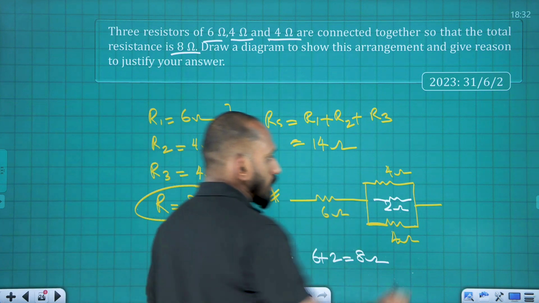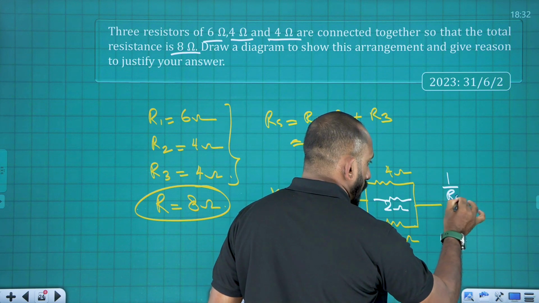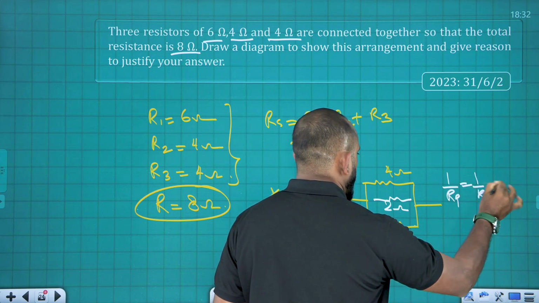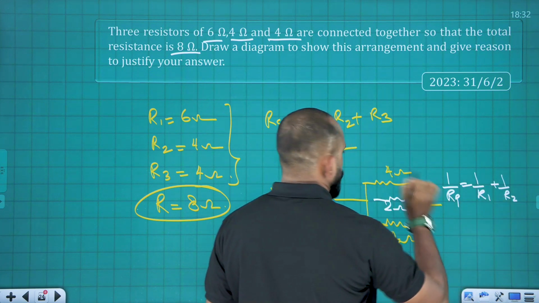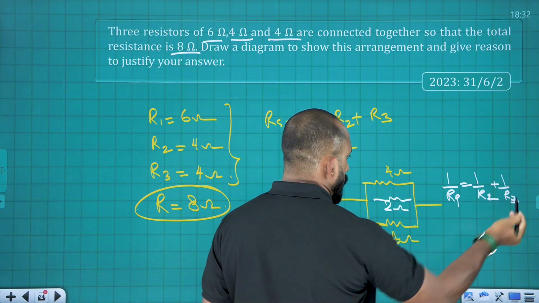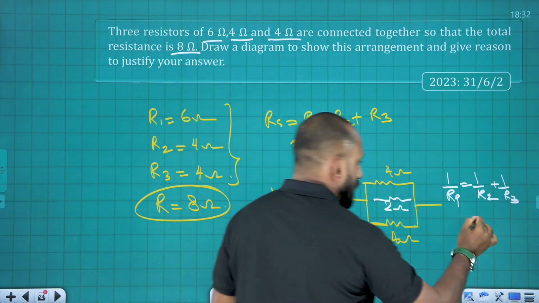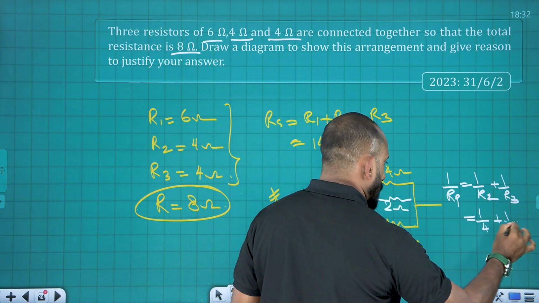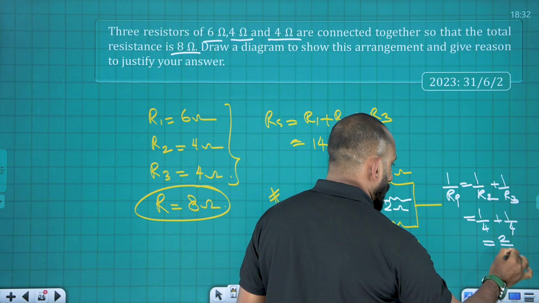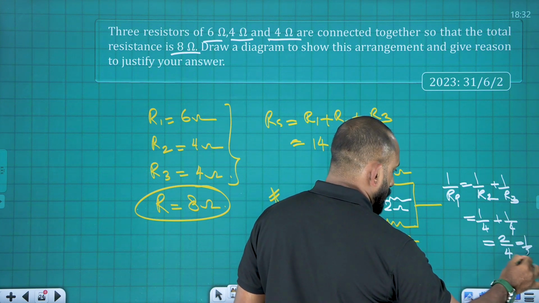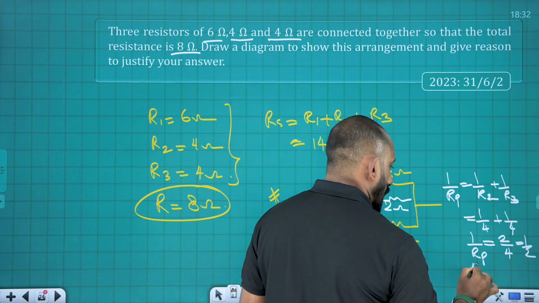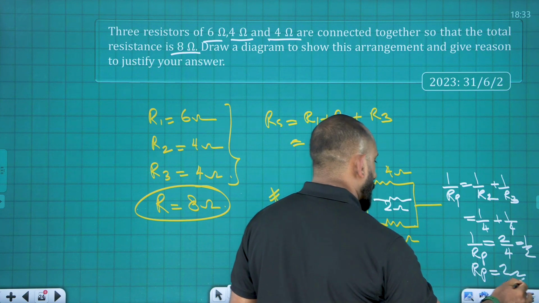So here, in normal calculation you do 1 by Rp is equal to 1 by R1 plus 1 by R2. Here R2 and R3 you gave the name. So it is 1 by 4 plus 1 by 4. That is 2 by 4. That is 1 by 2. That is 1 by Rp. So Rp is equal to 2 ohm.